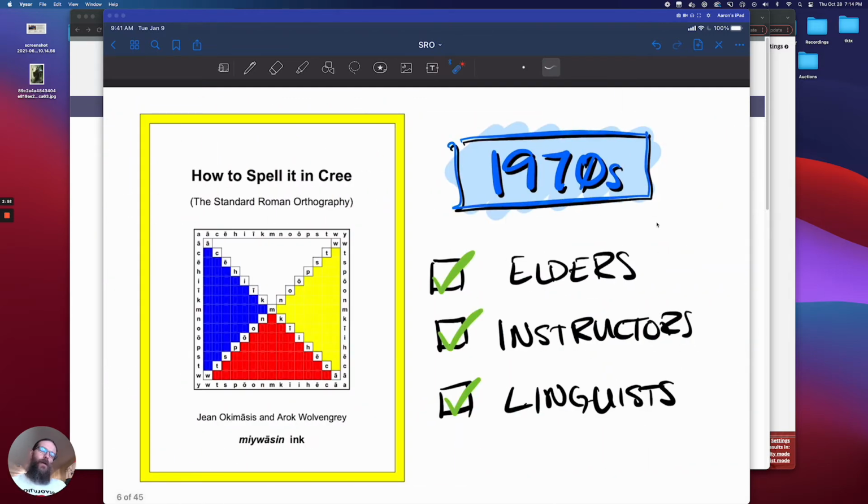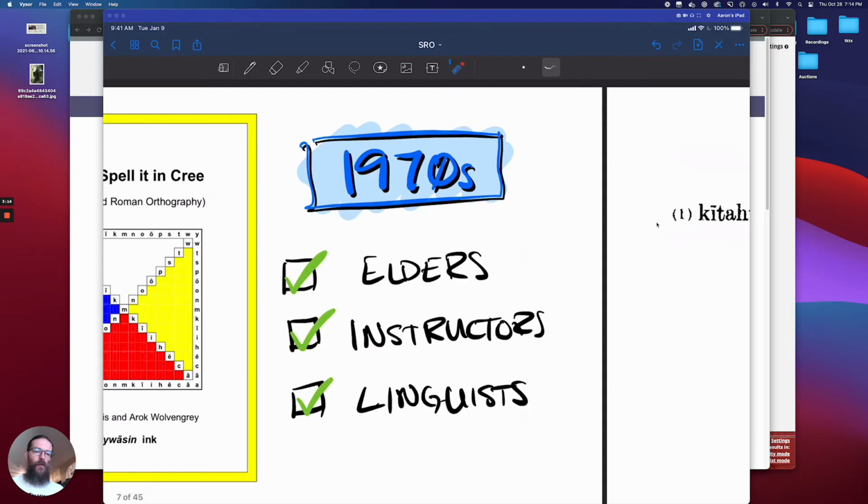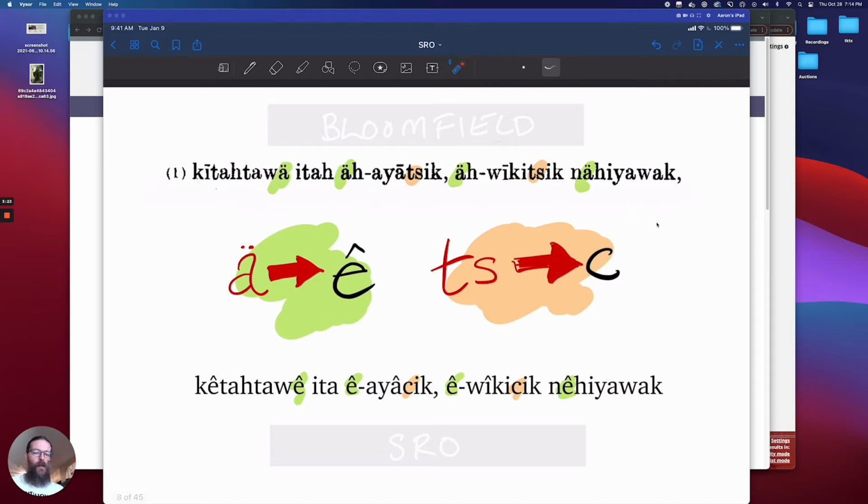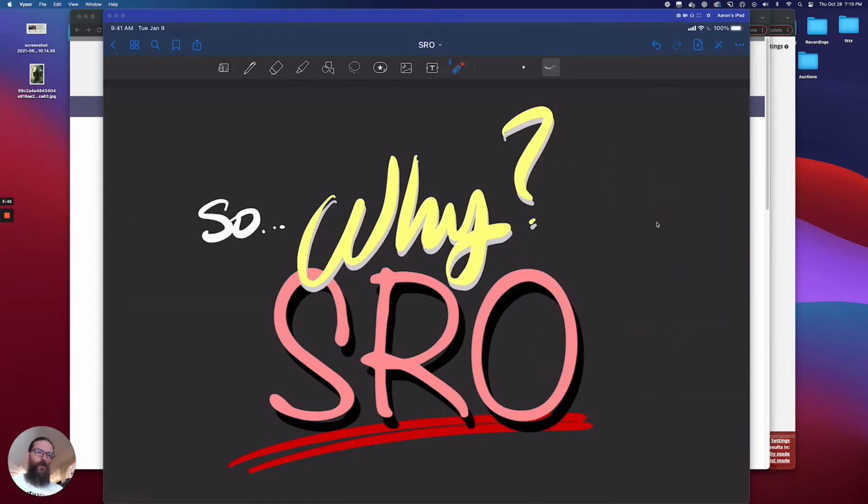And so I'm guessing in the 70s, recognizing the need for a standard orthography in Cree, a group of elders and academics got together and came up with SRO, largely based on Bloomfield's works. So Bloomfield's writing looked just like this, and from here to SRO is a pretty small leap. I think there were probably pretty minimal changes that had to happen, mostly converting a couple of different characters and getting rid of some H's, I guess. But if you can read SRO, then reading Bloomfield isn't too bad. So that's all fine and good.